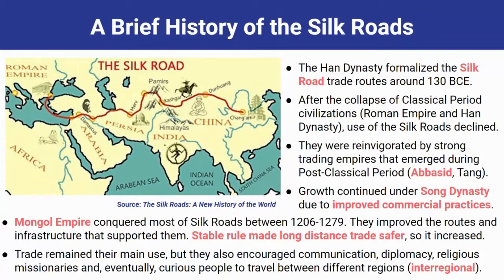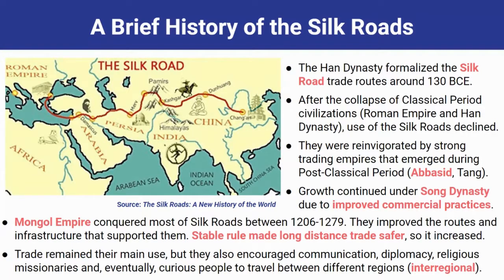So after they collapsed and after the Roman Empire collapsed, we call that the collapse of the classical civilizations. When you think of the classical period, you're thinking Roman Empire and Han Dynasty. The use of the Silk Roads declined. That's because everything was chaotic at this point, okay? It wasn't necessarily safe to use these routes. They weren't being maintained or guarded, no one was in charge necessarily, or different people were in charge. So their use declined, okay? It also wasn't as prosperous a period for, at least, the eastern end civilizations.